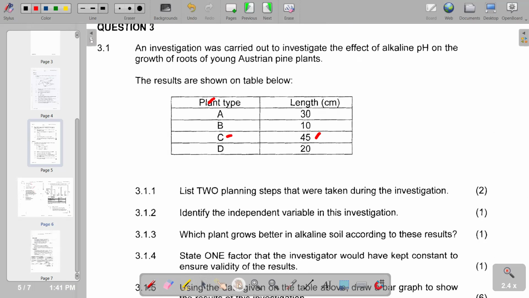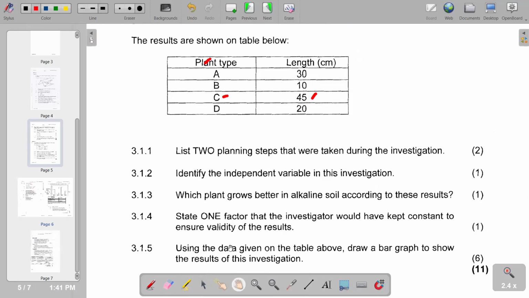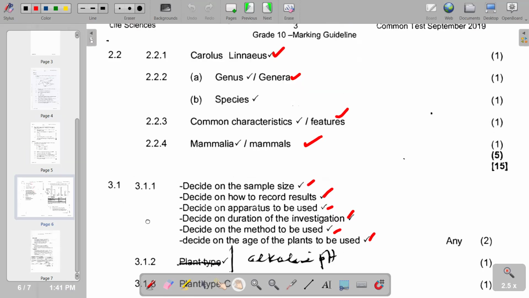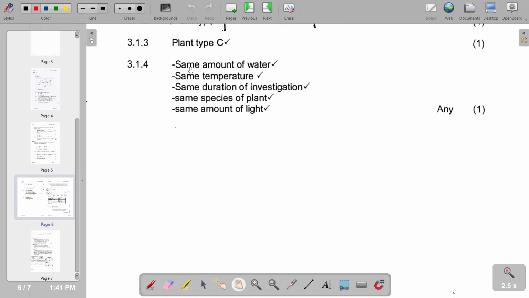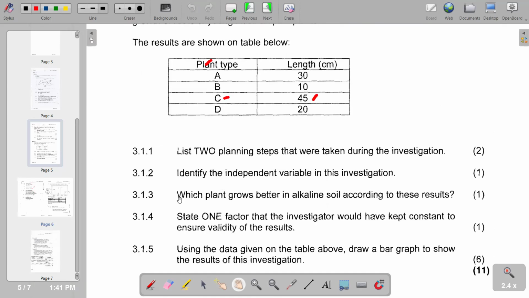Then we go to the next one. State one factor that the investigator would have kept constant to ensure validity of the results. The factors are the same amount of water, same temperature, same duration of investigation, same species of plant, and same amount of light. So those are the points that we have.